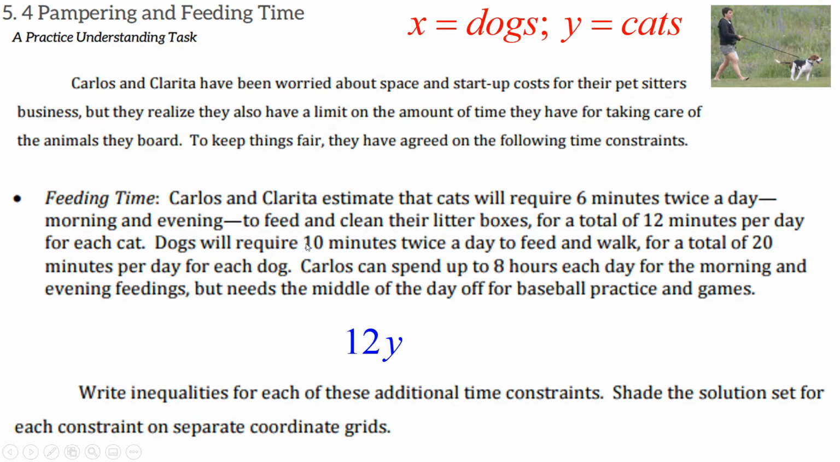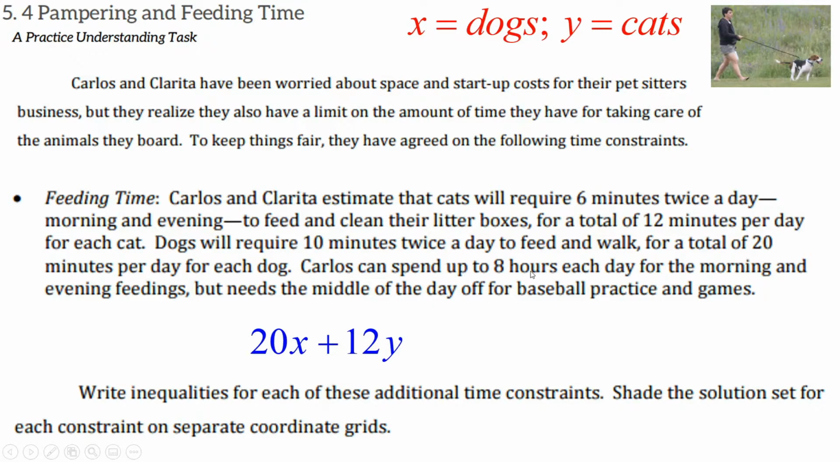Dogs will require 10 minutes twice a day to feed and walk, for a total of 20 minutes per day for each dog. And if we're using X for the number of dogs, that would be plus 20X. There you go. Now, Carlos can spend up to 8 hours each day for the morning and evening feeds, but needs the middle of the day off for baseball practice and games.